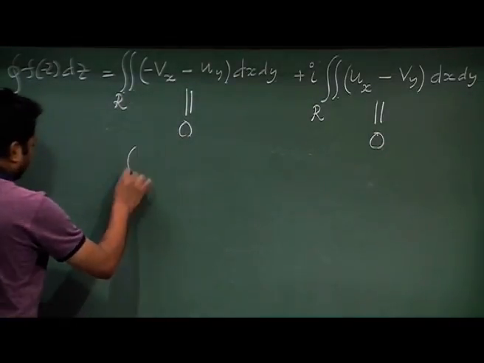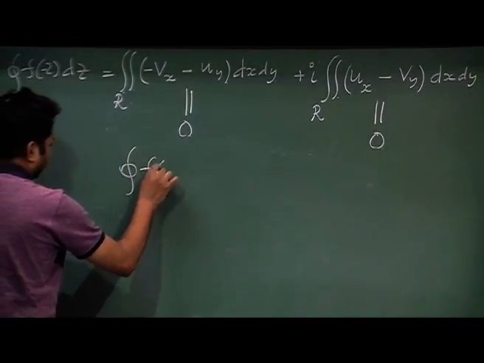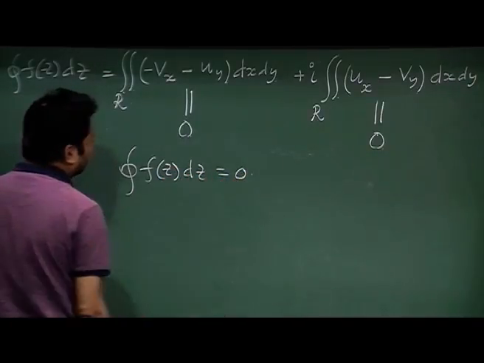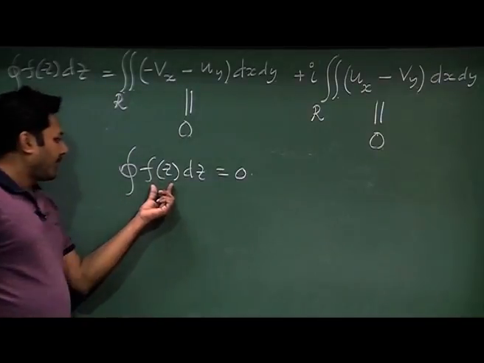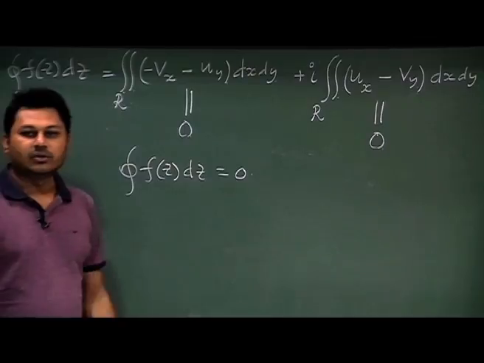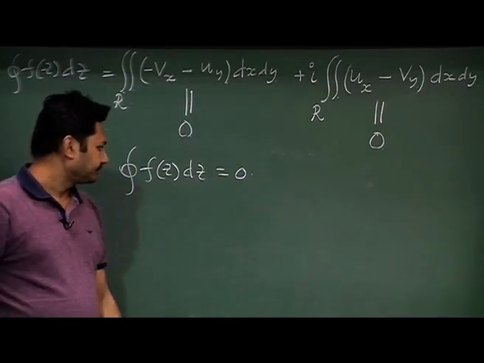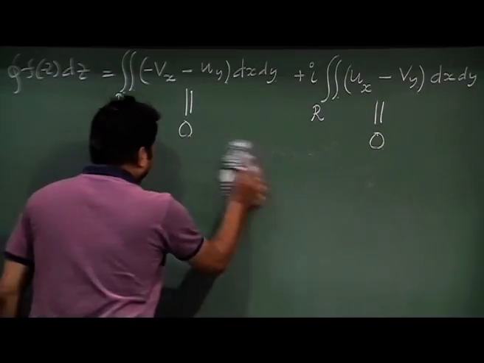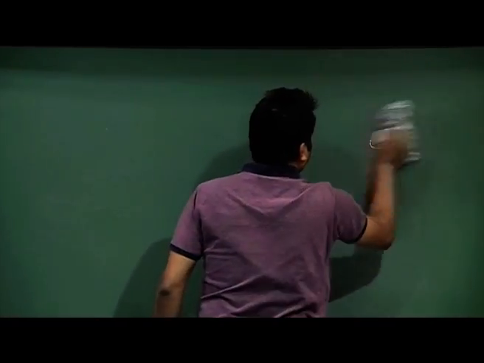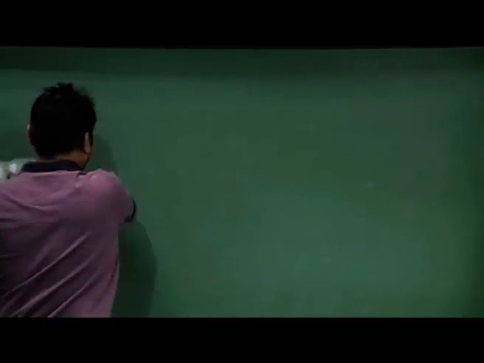So that means the closed integration of f(z) dz is 0 when f(z) is an analytic function. If it is an analytic function, then only we can say this is 0. The example we have already shown in the last day's class.